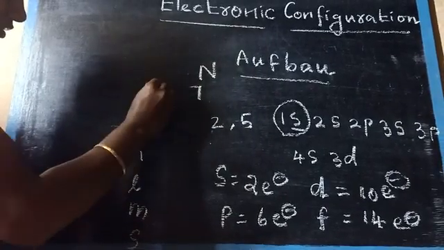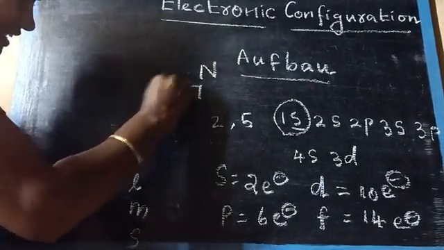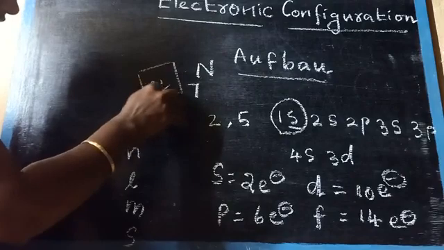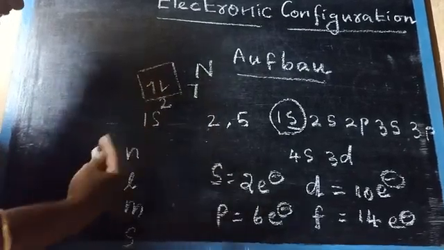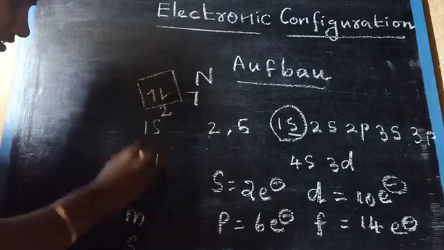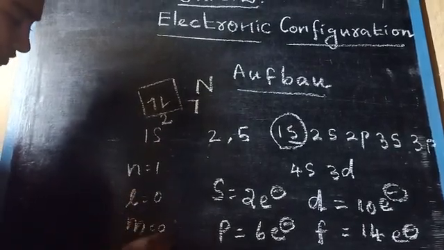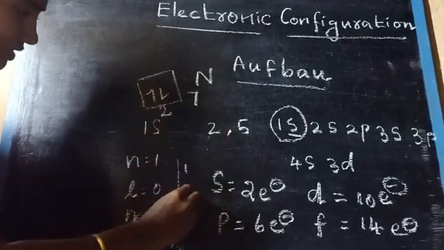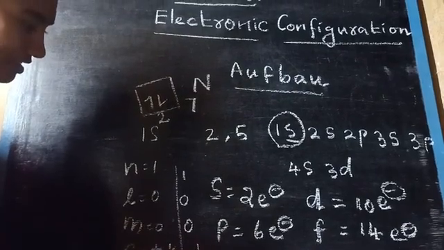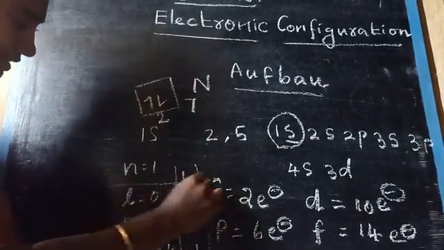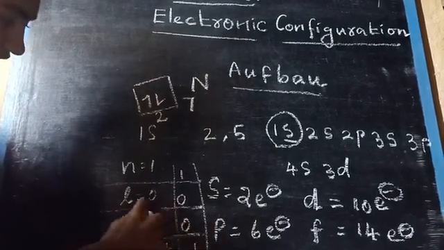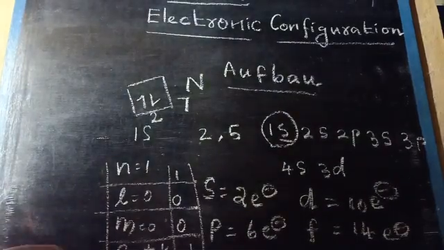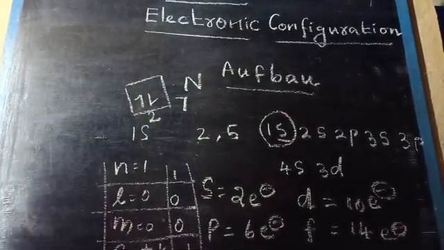Here there are 2 electrons: one electron like this and the second electron like this. One is in clockwise direction, the other anti-clockwise, so here you say the word spin. For the first electron, N value 1, L value 0, M value 0, S value plus half. For the next electron, N value 1, L value 0, M value 0, S value minus half. So N, L, M are the same, but the spin quantum number is not the same. This rule is explained as the Pauli exclusion principle.